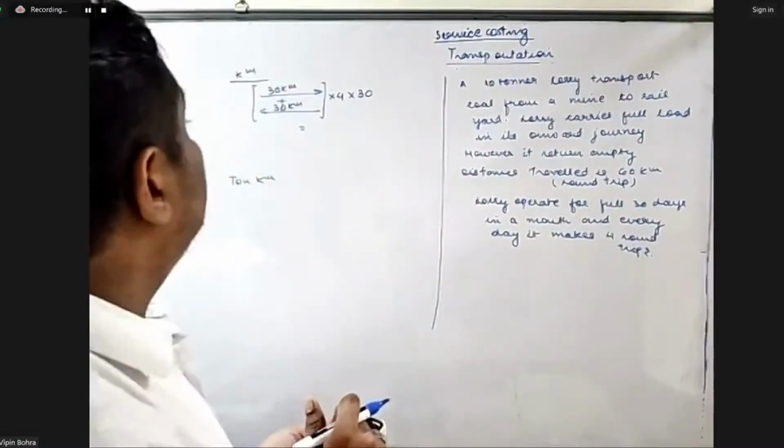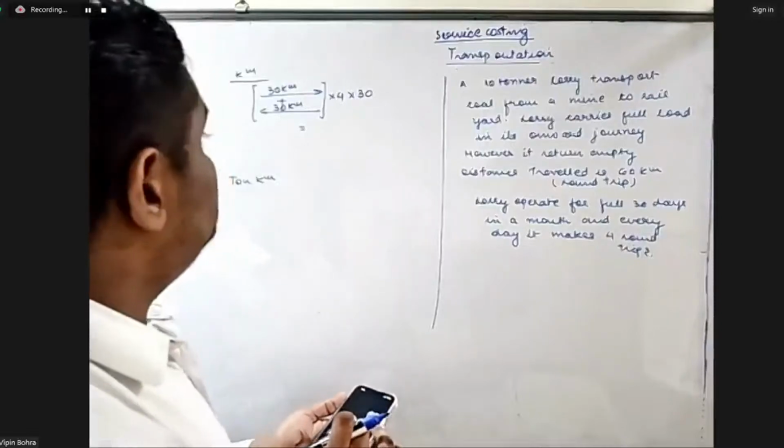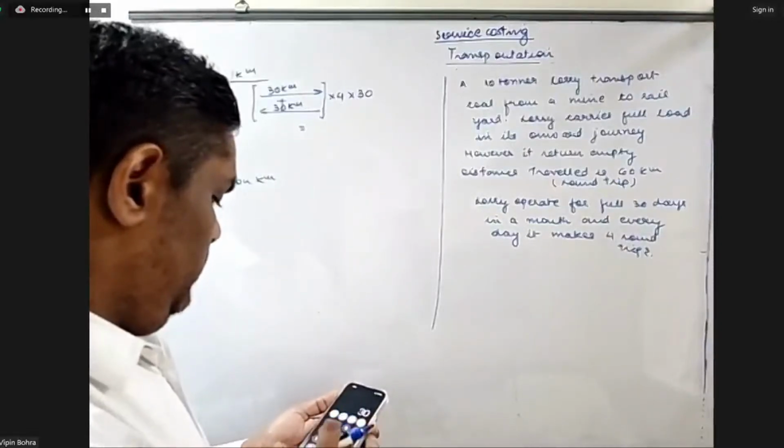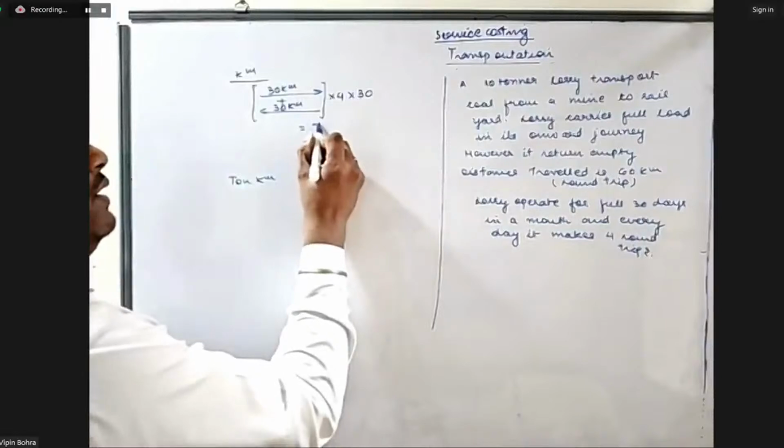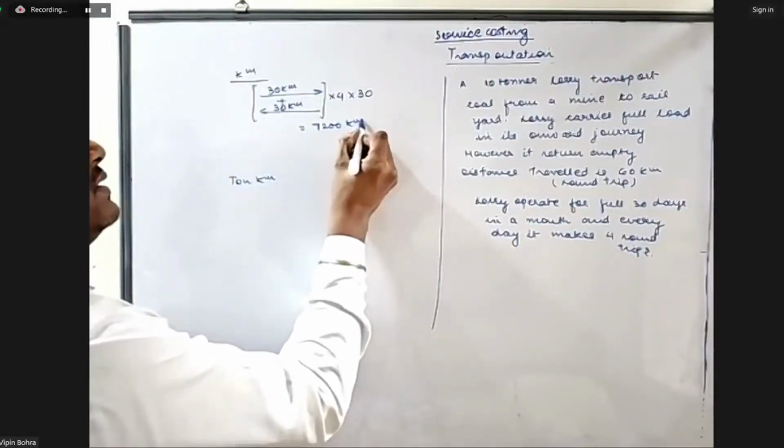So this will be 60 into 4 into 30. So 7,200 kilometers is the correct answer.